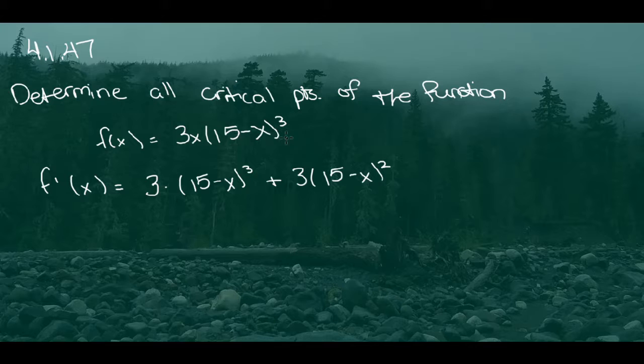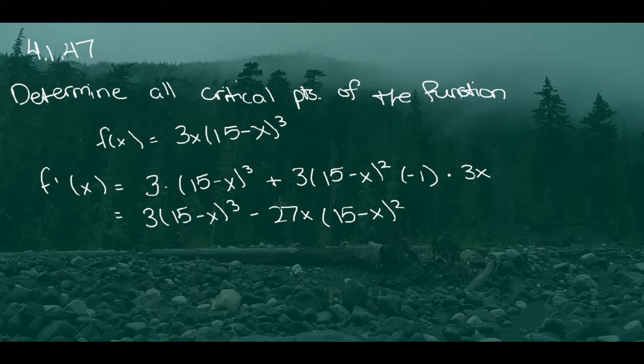And then remember the chain rule here. This is not a simple function again, so I have to get this negative 1 out. That's the derivative of the inside. And then times the first term, which is 3x. All right, so simplifying this a little bit, what do I have? I have 3 times (15 minus x) cubed minus 27x times (15 minus x) squared.